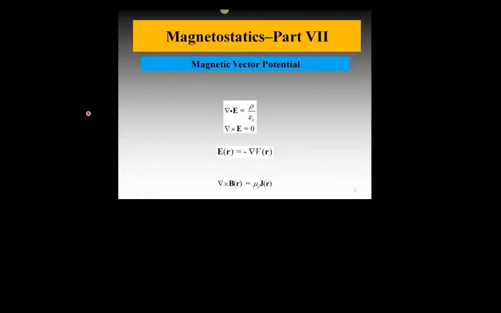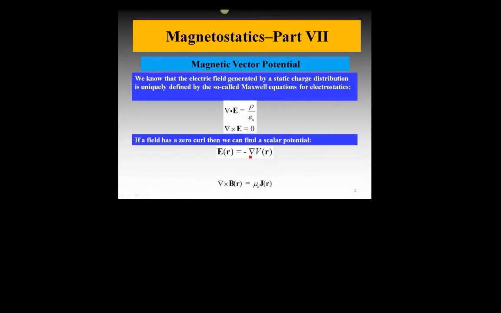So I'd like to look at a concept that's called the magnetic vector potential. To get started, I just want to remind you that we have a condition on the electric field where we know the divergence, which is equal to the charge density over epsilon 0, and we know the curl. The fact that this curl is equal to 0 allows us to represent the electric field in terms of a potential. So remember, you take the negative of the gradient of that scalar potential, and that gives you the field.